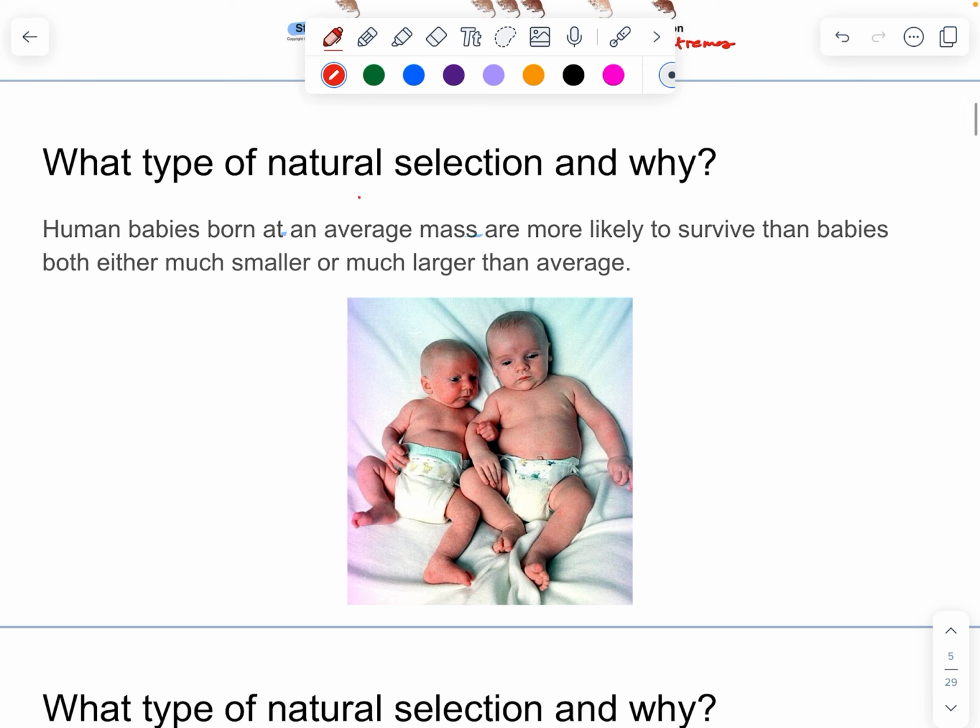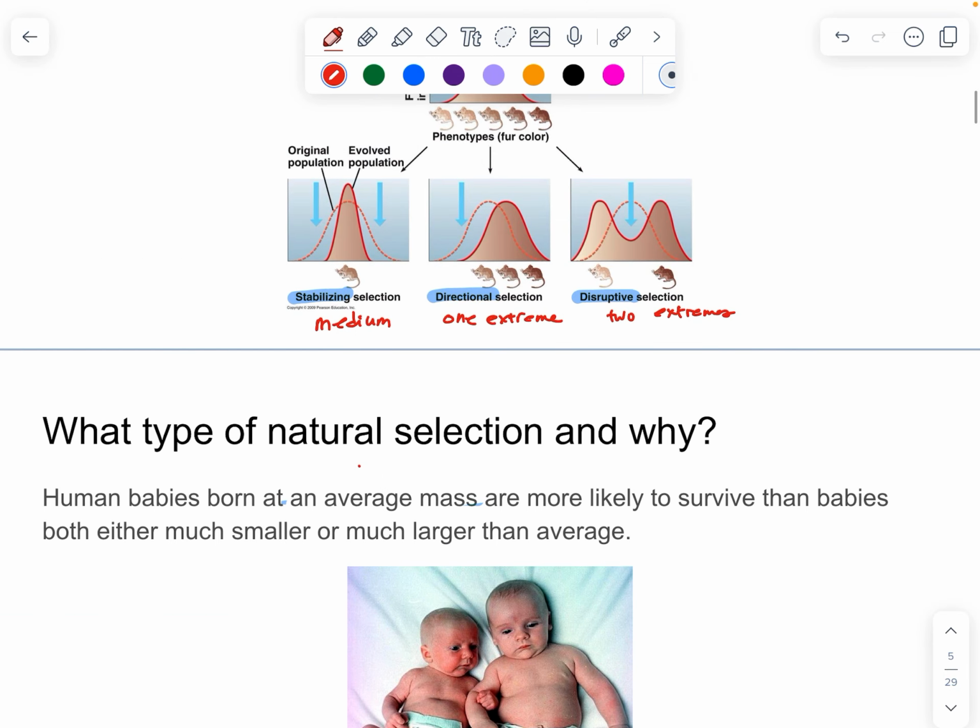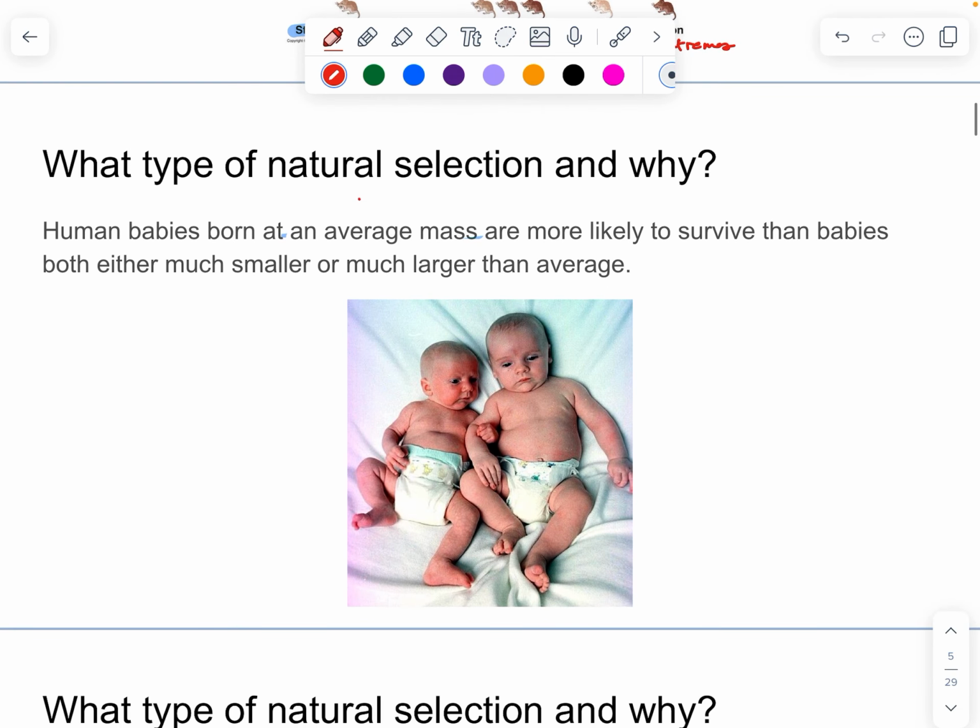So let's take a look at some real-life scenarios. As I read each scenario, I want you to think about what type of natural selection this may be and why. Again, your choices are stabilizing, directional, and disruptive. So scenario number 1, human babies born at an average mass are more likely to survive than babies born either much smaller or much larger than average. So this is an example of stabilizing selection.